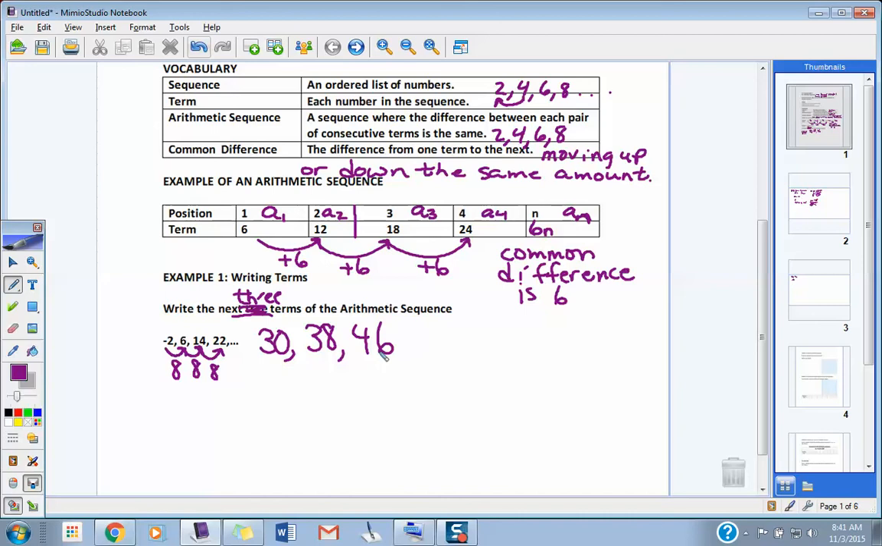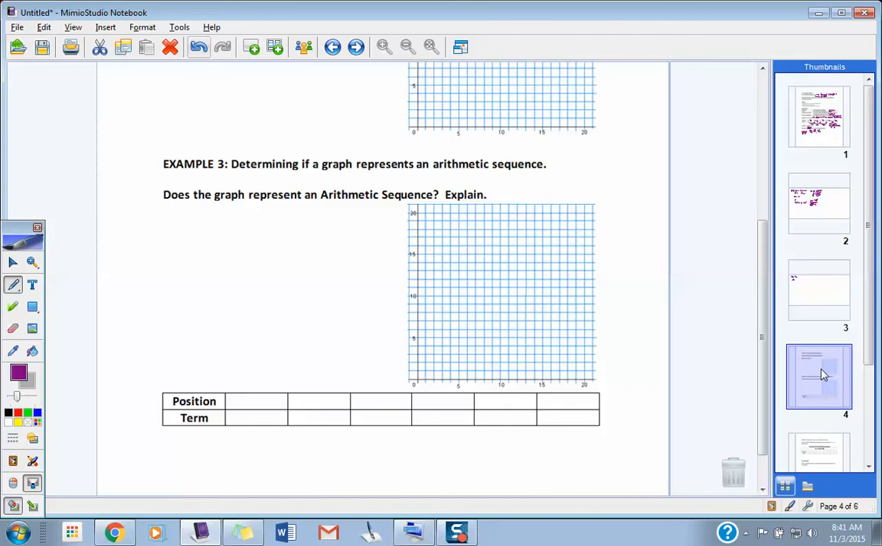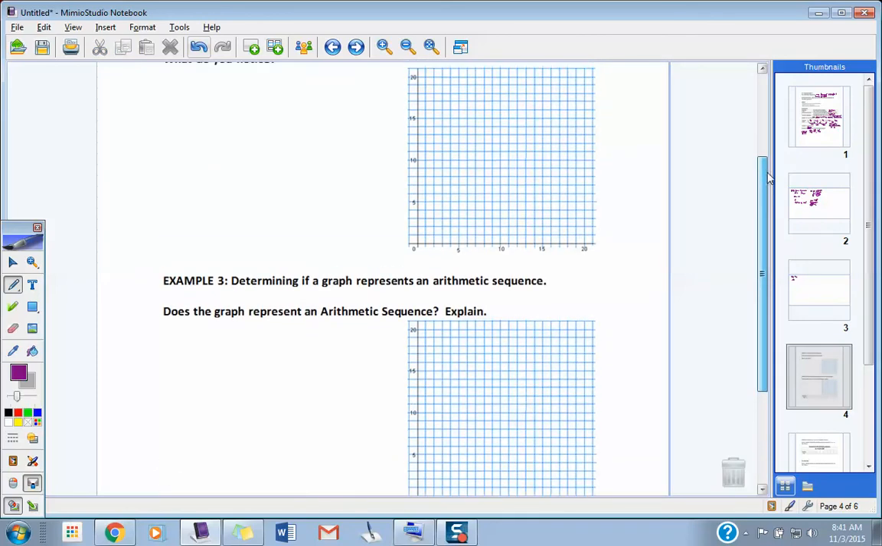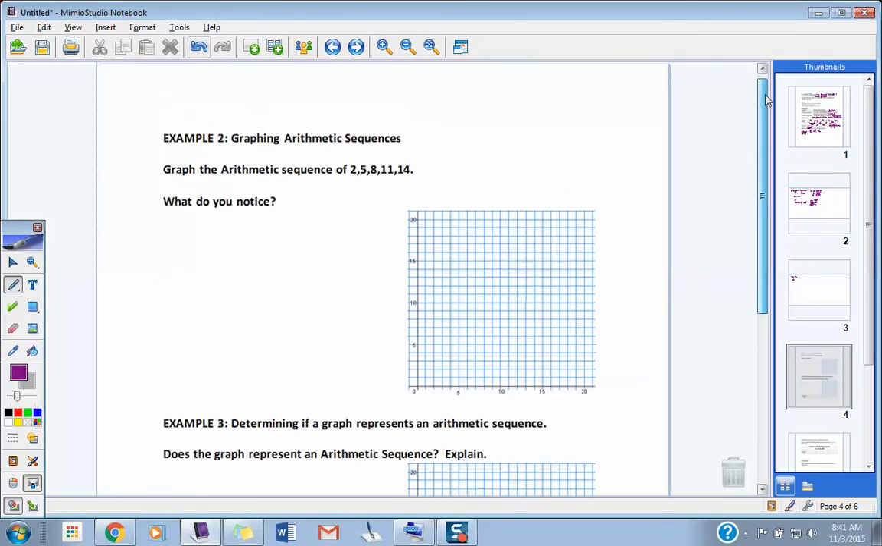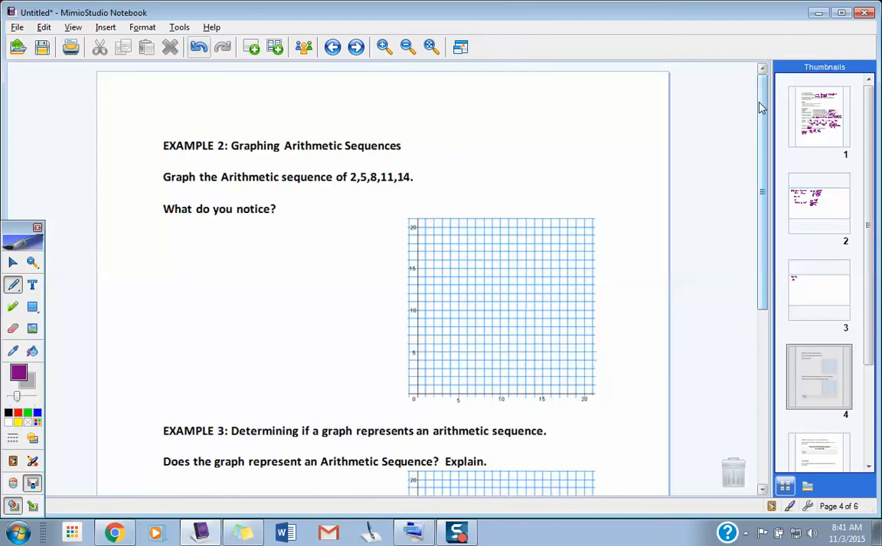Any questions on the first page? All right, let's roll on page 2 here. Let's look at what an arithmetic sequence looks like graphically here. So it says graph the arithmetic sequence up there, 2, 5, 8, 11, 14. First of all, what do you notice, guys? What's your common difference in that?